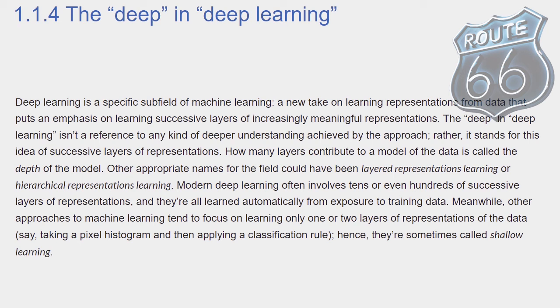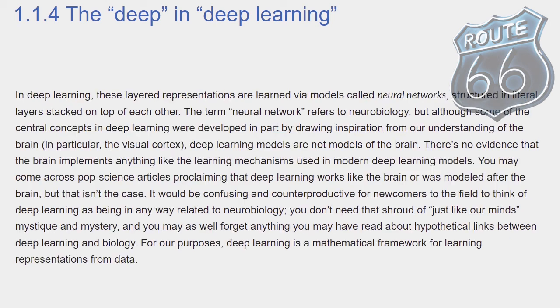Modern deep learning often involves tens or even hundreds of successive layers of representations, and they're all learned automatically from exposure to training data. Meanwhile, other approaches to machine learning tend to focus on learning only one or two layers of representation of the data. Say, taking a pixel histogram and then applying a classification rule. Hence, they're sometimes called shallow learning. In deep learning, these layered representations are learned via models called neural networks, structured in literal layers stacked on top of each other. The term neural network refers to neurobiology.